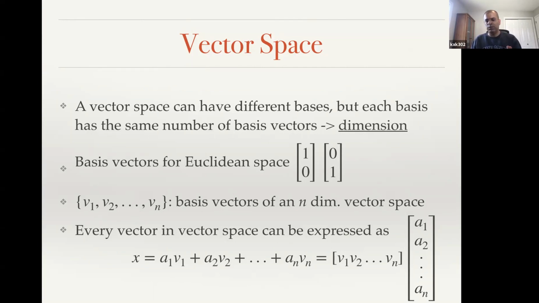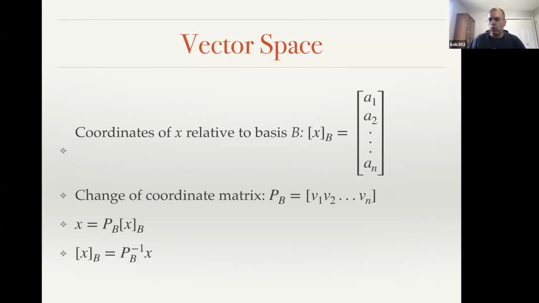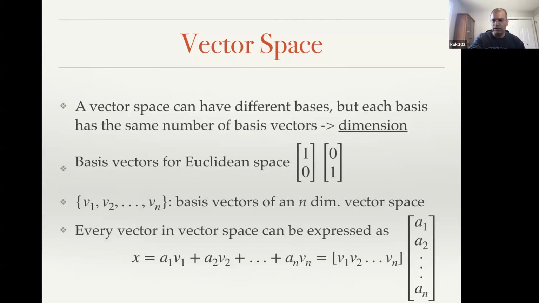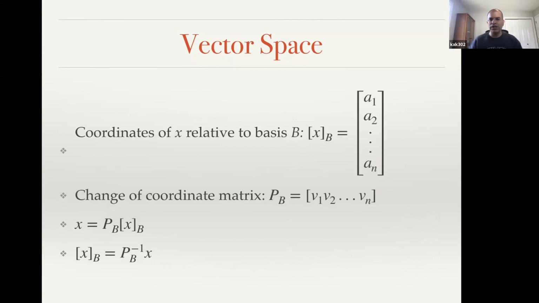If you transform this to a matrix multiplication, it would be a row matrix multiplied by a column matrix. Generally the a1 all the way to an are the coordinates of that vector relative to that basis. And going back, the basis vectors row is called a change of coordinate matrix. So you can calculate the coordinates in two-dimensional space from the coordinates in some other basis by multiplying by the inverse.